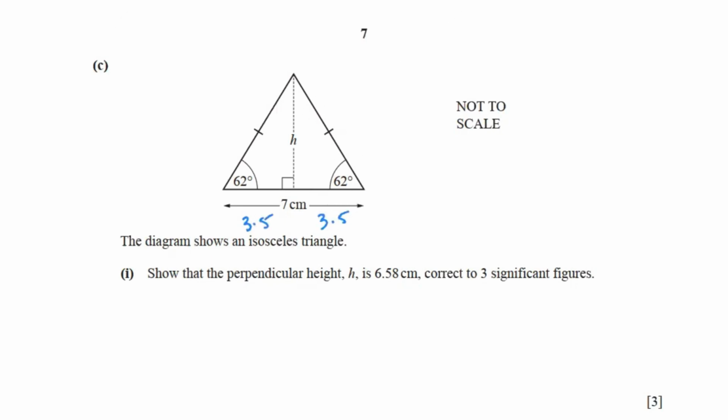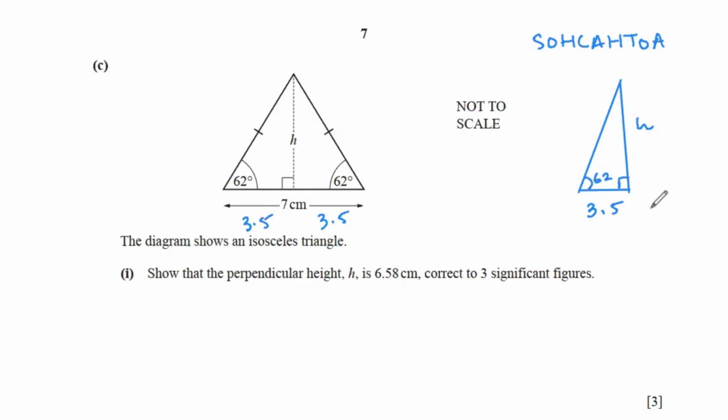Now, if we redraw this triangle, like the half of it, we can see that we have this angle 62. This is a right angle. We have to find the value of h, and the base is 3.5. So whenever we have an angle and a length, and they want us to find the missing length, we use SOHCAHTOA. So now to know how to use SOHCAHTOA, we need to see what information is given.